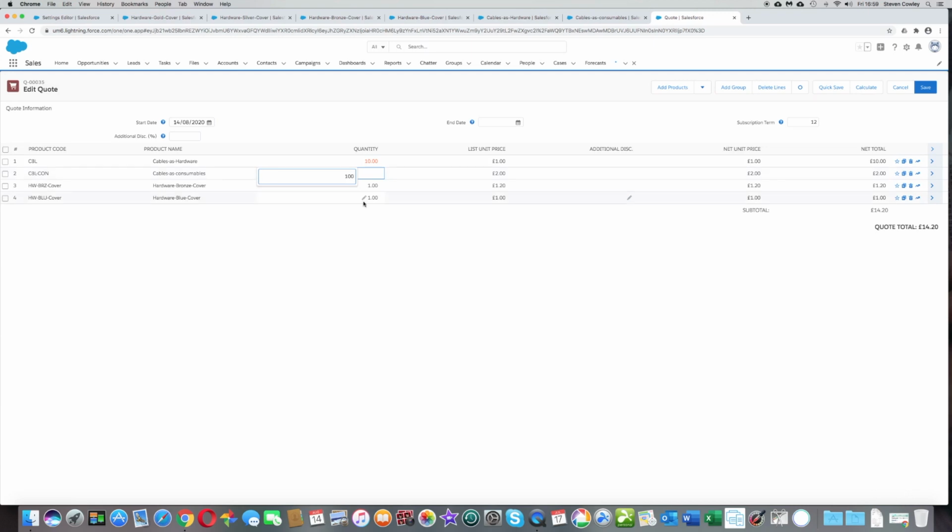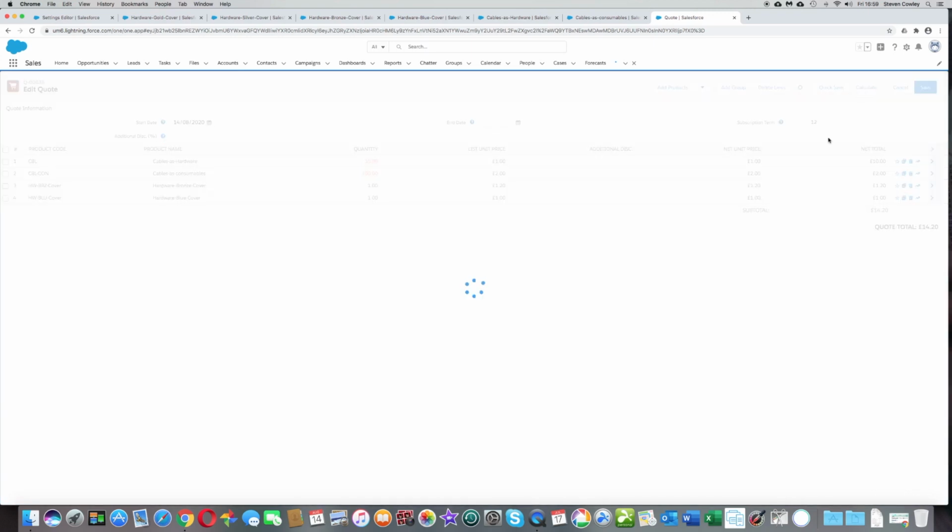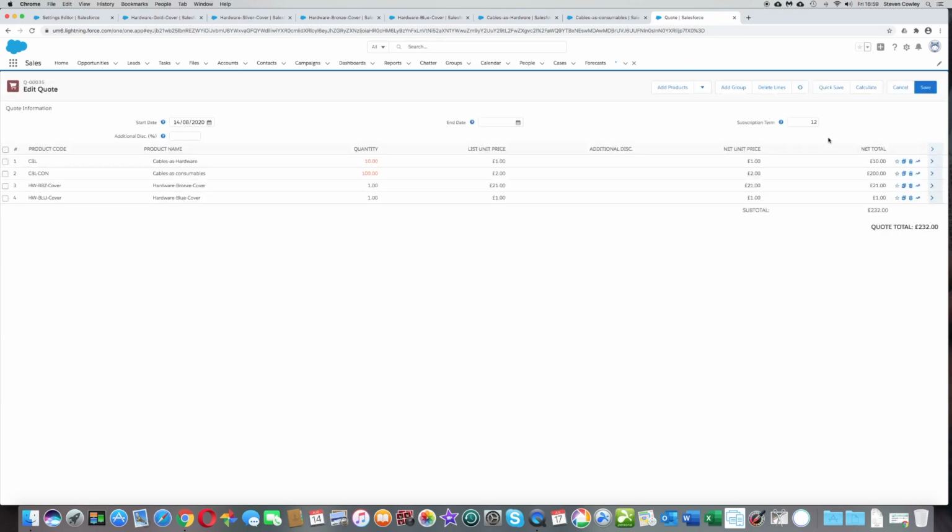So if I up the cables as a consumable to quantity 100, calculate that, just to make it even more apparent, you can see now we've got a total of £210 for the two lines. The bronze cover, 10% of the 210, £21. The blue cover, which is only picking up the cable as hardware, 10% of £10, £1.